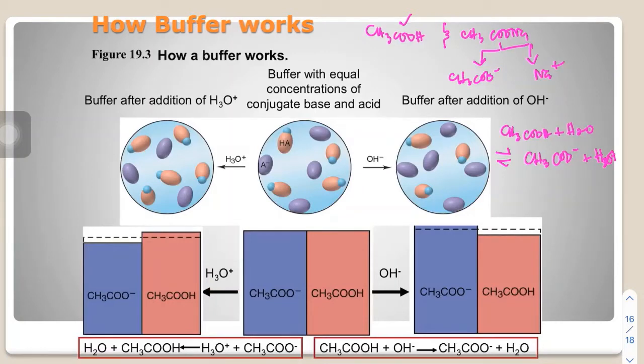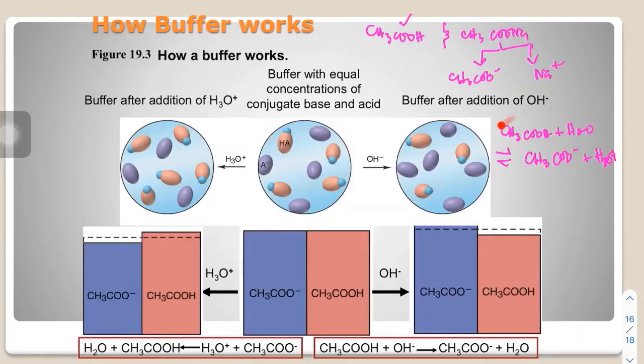We have to decide whether the added acid will react with the acetate or with the acetic acid. Since the acid is being added, it will react with the base. In this system our base is the acetate ion. So when the H3O plus from the acid reacts with the acetate ion, the equation will be acetate plus H3O plus produces acetic acid and H2O.